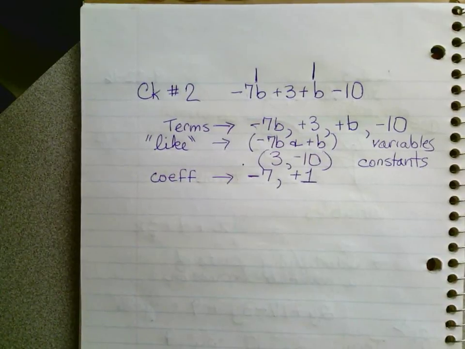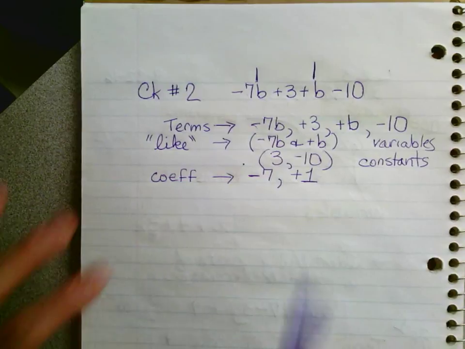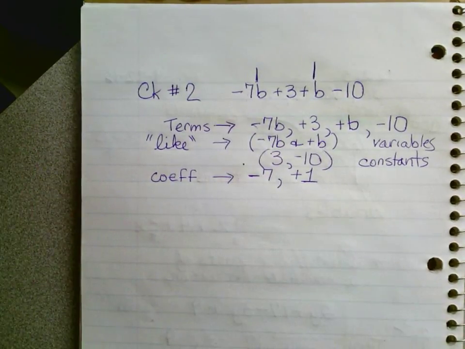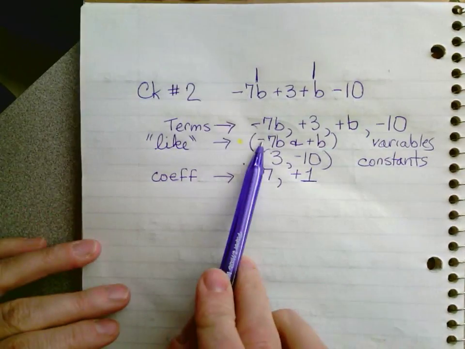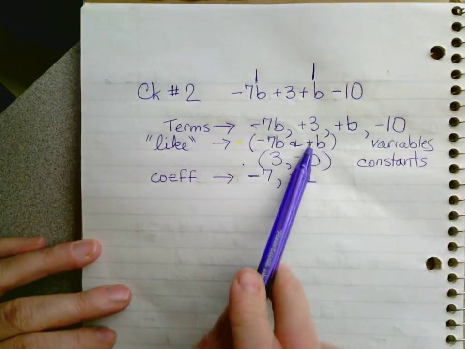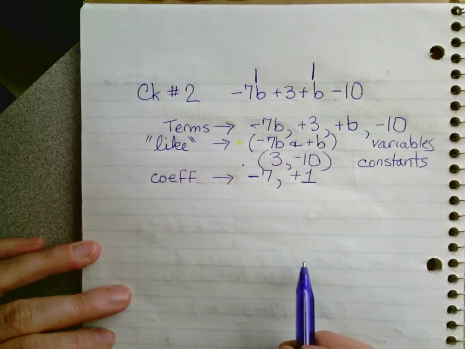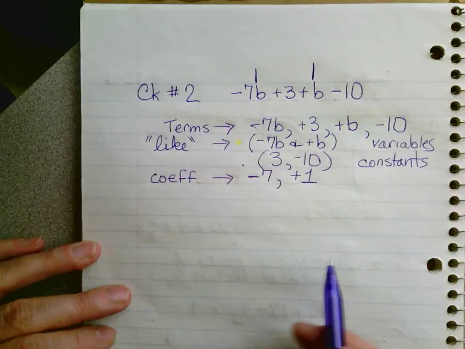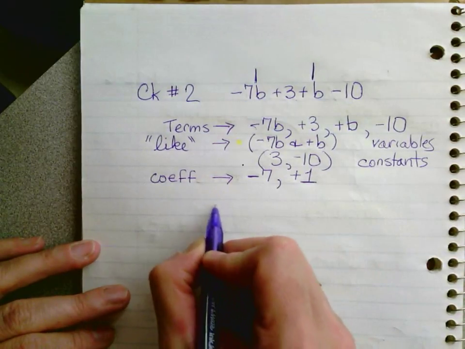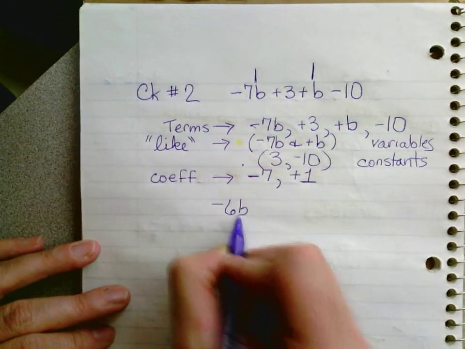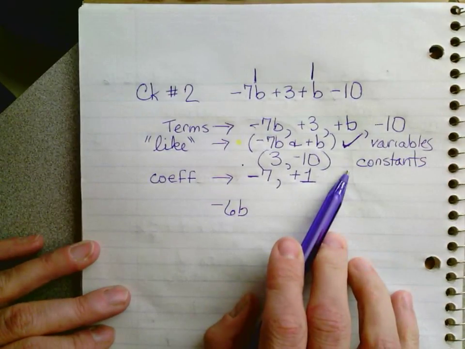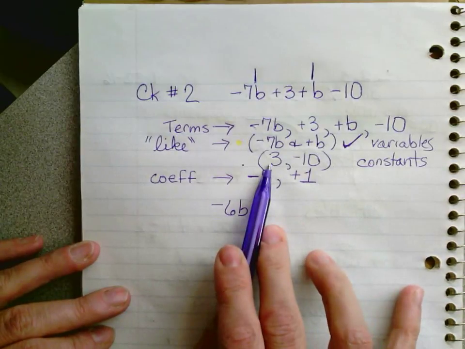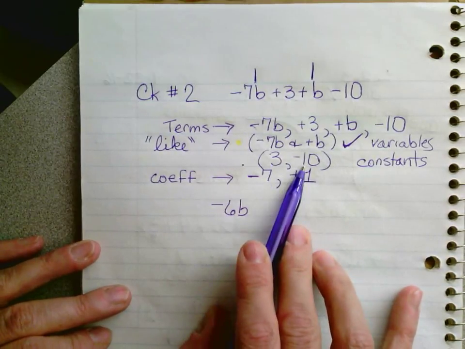Last thing they want you to do is simplify it. So I've already gathered together things that could be combined. What is the result of combining a negative 7b with a positive 1b? -7, +1. Rachel. -6b is right. We have just combined our variables. Let's combine our constants. +3 with -10.